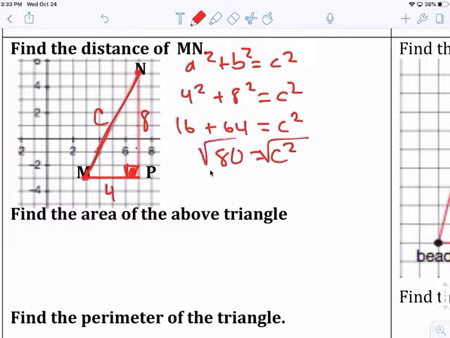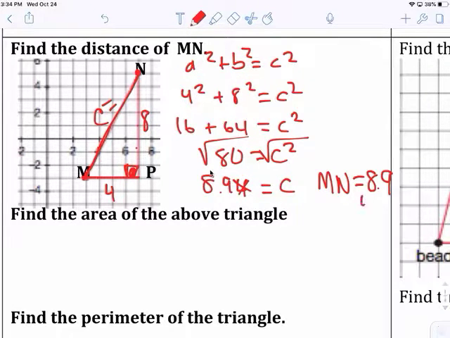Take the square root of 80. The square root of 80 is equal to 8.94. So this C, this spot, is just the distance. MN is equal to 8.9 units. Put units because there's no measurement.